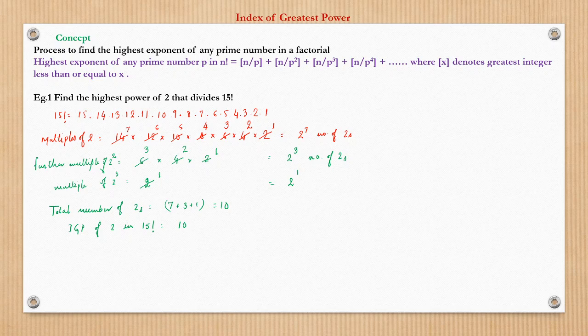So this is the most basic and rudimentary way of finding out the highest power of any prime number in a given factorial. But as you saw, this is very tedious and prone to error. Error in terms of conceptual error as well as calculation mistakes also. So this cannot be the best method. So now we will look into some other methods.